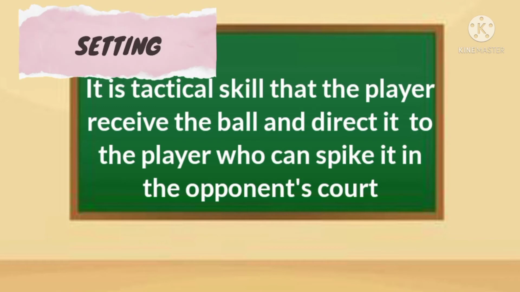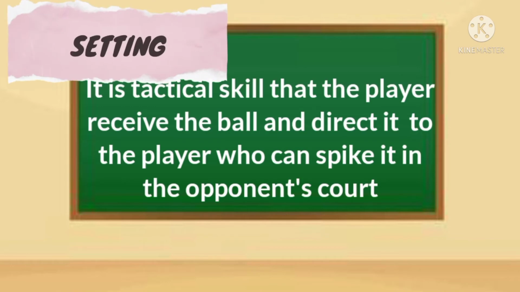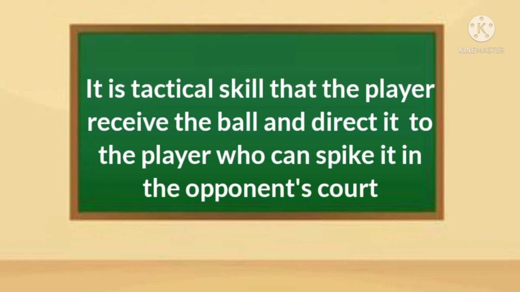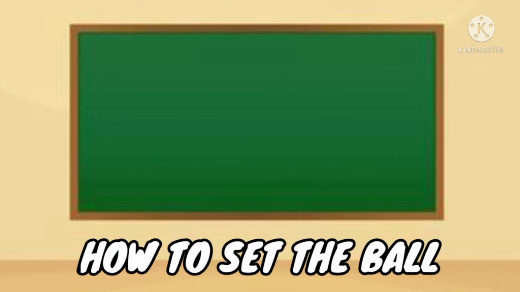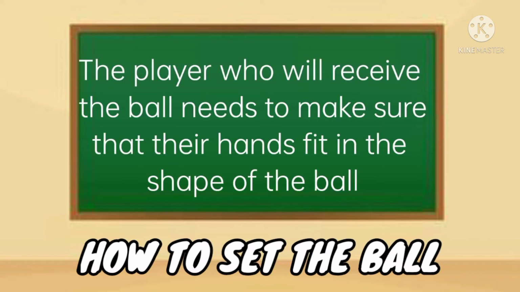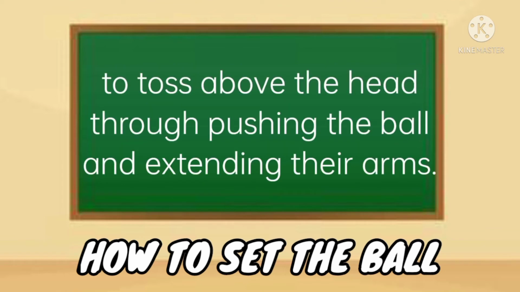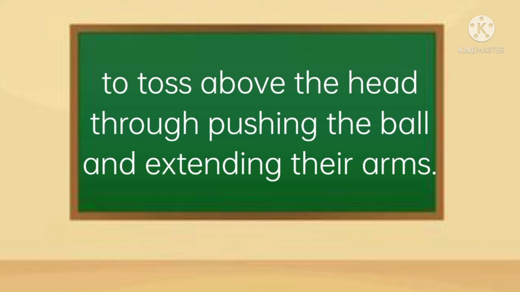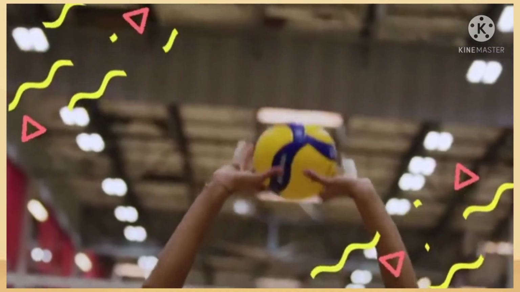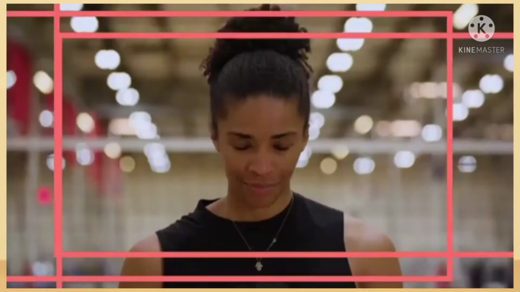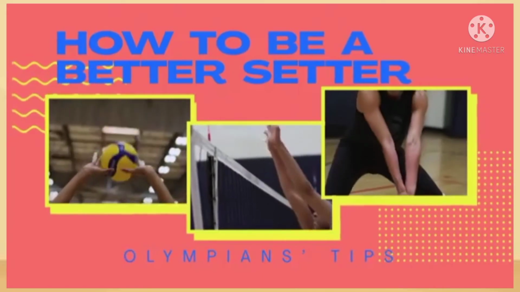Okay, next is setting. Setting is a tactical skill where the player receives the ball and directs it to the player who can spike it in the opponent's court. How to set the ball? The player who will receive the ball needs to make sure that their hands fit in the shape of the ball, to toss above the head through pushing the ball and extending their arms. Okay, so let's watch this video to learn more about setting.